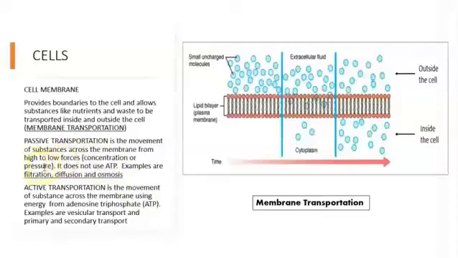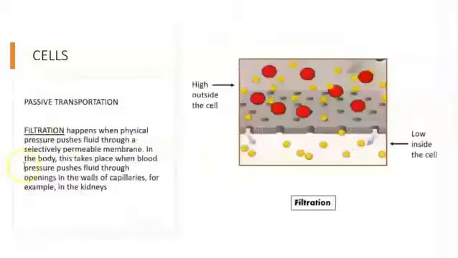So when you have differences in pressure, for example, from high to low, if you have two areas, let's say outside the cell and inside the cell, outside the cell is 5, inside the cell is 3, then the things are going to move from the outside to the inside because it goes from high to low. Examples of passive transportation are going to be filtration. That's how things get filtered.